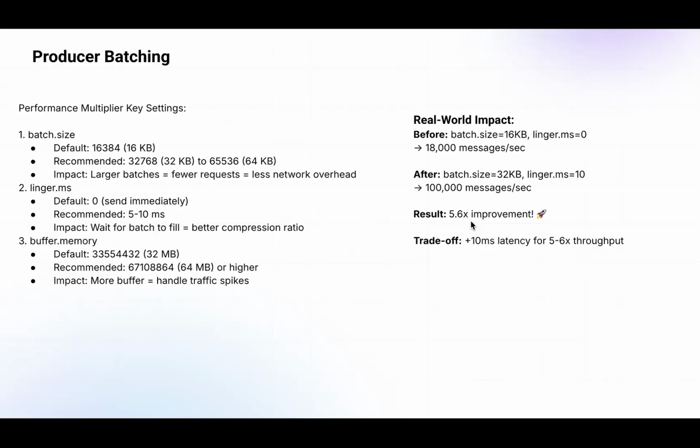Look at a real-world example. Before tuning, with a 16 KB batch and no lingering, this team was getting around 18,000 messages per second. After changing to a 32 KB batch and 10 millisecond linger time, they are hitting 1 lakh messages per second. That's a 5.6x improvement. The trade-off is they added 10 milliseconds of latency, but for most applications, going from 2 milliseconds to 12 milliseconds latency is completely acceptable if you are getting 5 to 6x throughput.